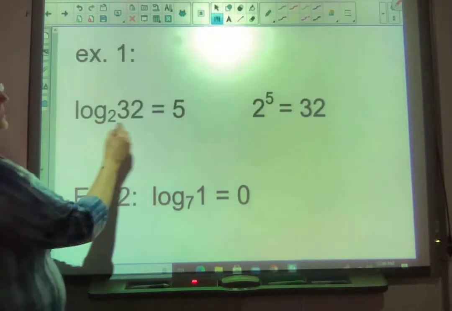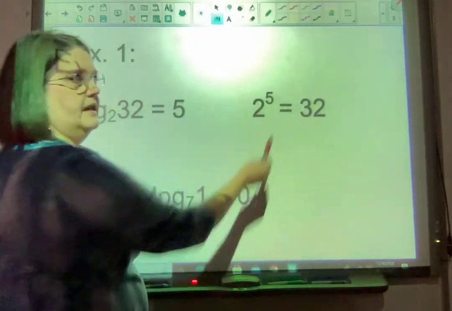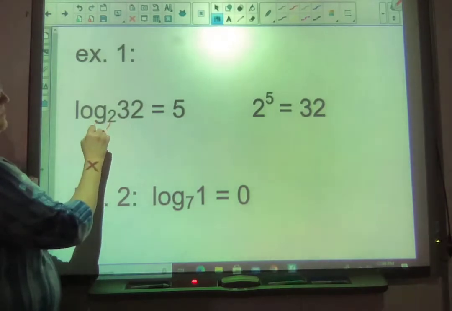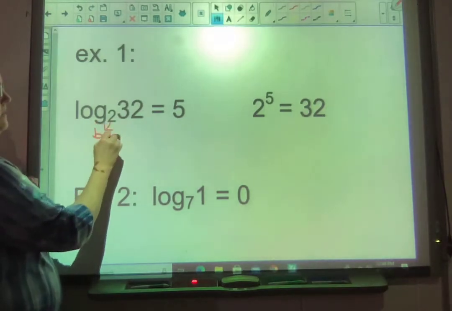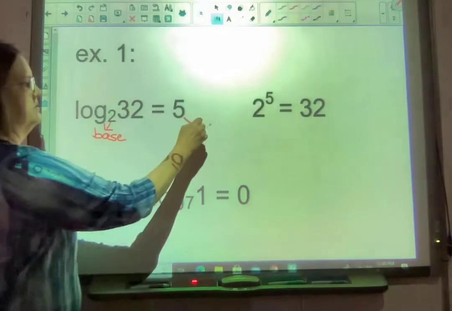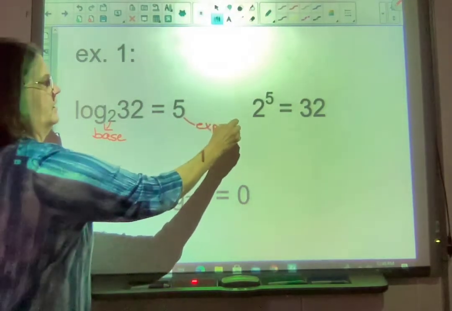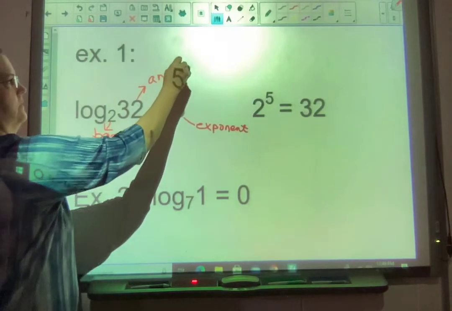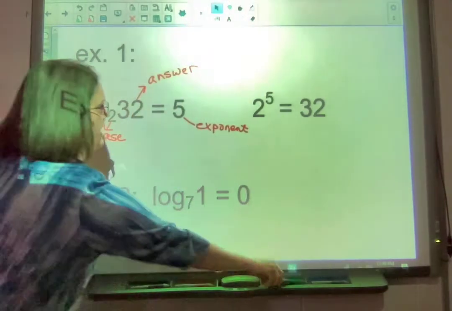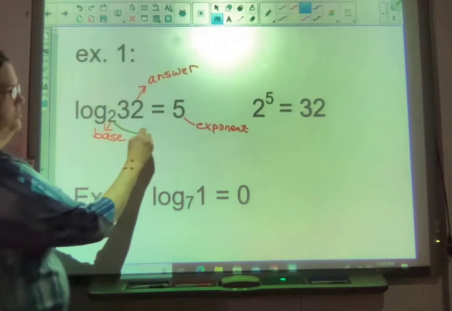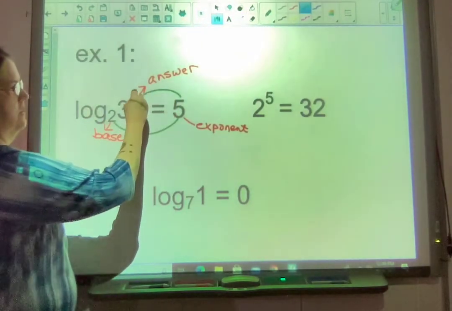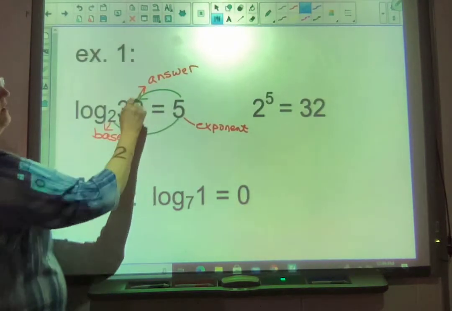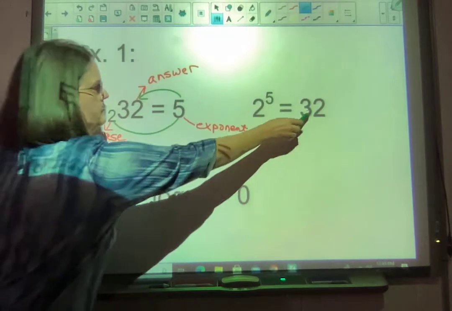We want to take this logarithm and write it as an exponent in exponential form. This number is your base. This number is your exponent. And this number is the answer that you get. So what you're doing is taking the base of 2 raised to the 5th power equals 32. And if you notice, it makes a loop. You start here, it goes here, and it comes back. So 2 to the 5th power equals 32.